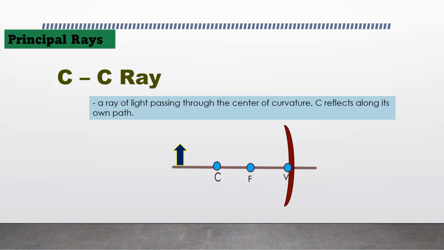So how do we draw that one? The incident ray should pass through the center of curvature. So this is it, that one. And then it reflects along its own path. So to draw the reflected ray, it goes like this. It reflects along its own path.